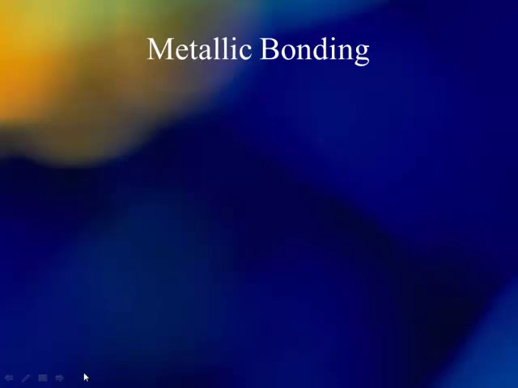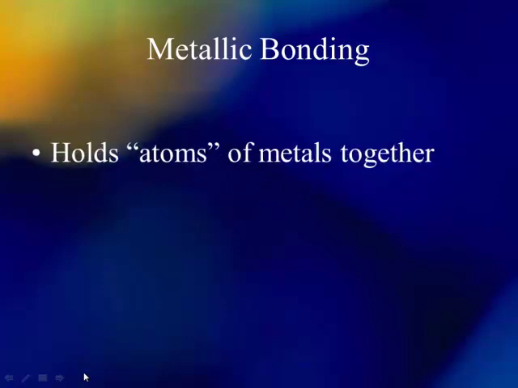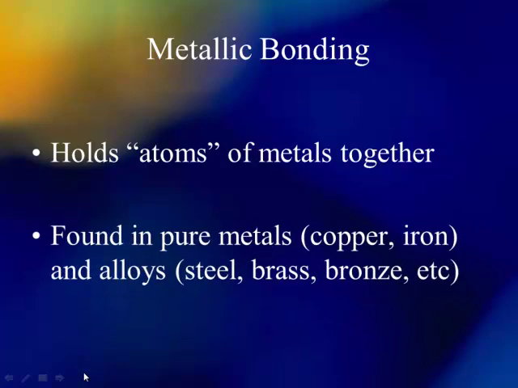The last thing for this video is metallic bonding, which actually is a bad name. This is not a way for one metal to bond to another. That doesn't happen at all. Metallic bonding is actually the force that holds the atoms of a metal together. In a copper wire, in gold or silver jewelry, in a brass musical instrument, this force is what holds the particles together. This exists both in pure metals and metal alloys.